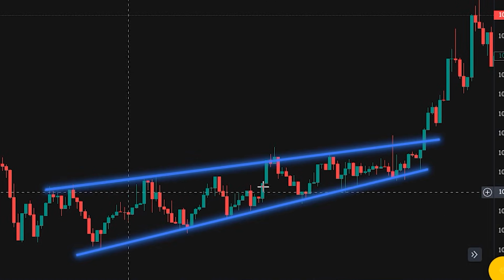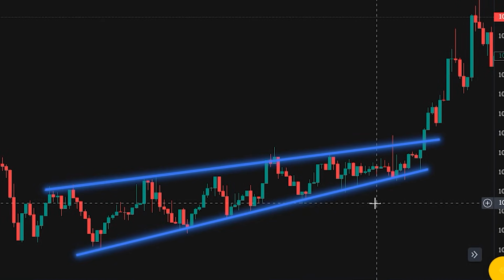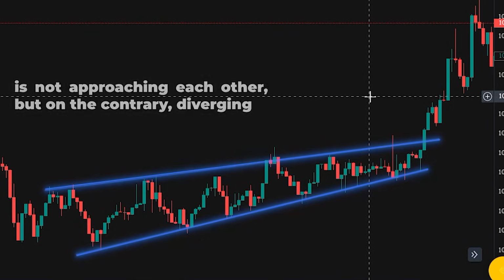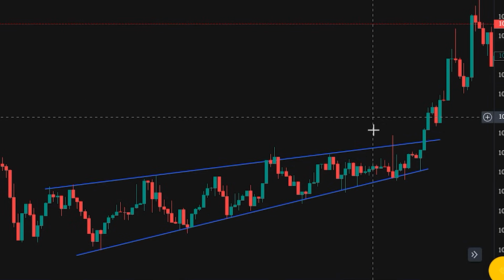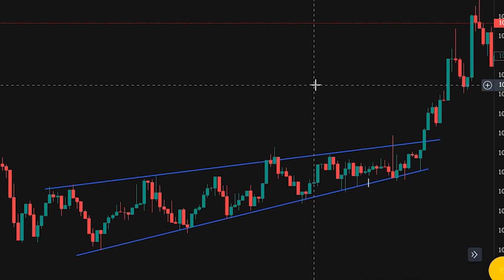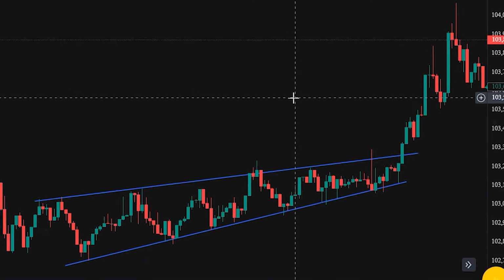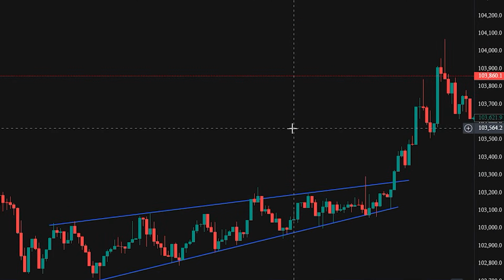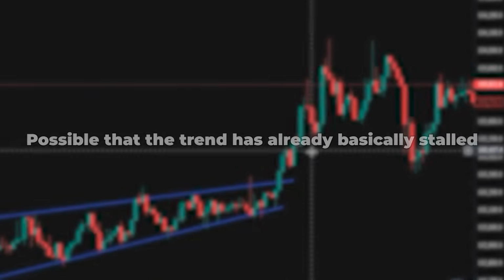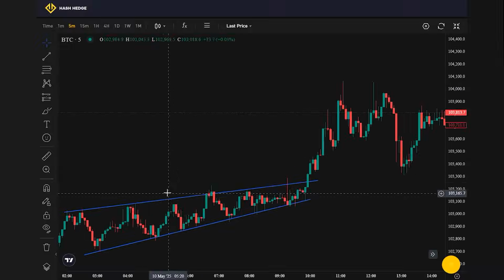Also, such lines can be divergent. That is, not approaching each other, but on the contrary, diverging. This tells us that volatility in the market is increasing and rebounds. The rebound length gets longer and longer each time. This tells us that the volatility in the market has increased, and it is quite possible that the trend has already basically stalled, and we need to wait for a flat transition.